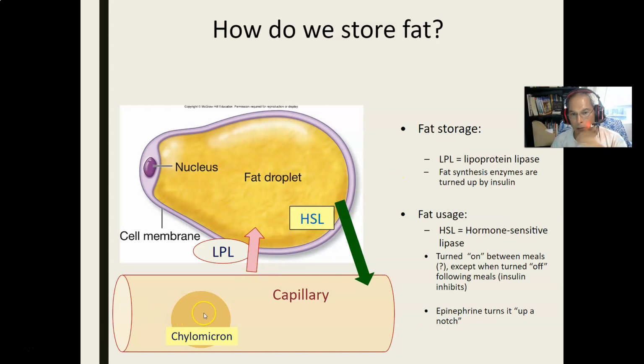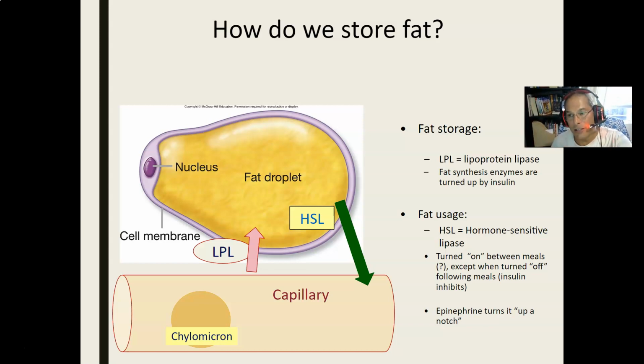So chylomicrons will do a handshake with, let's say, a fat cell. So this would be fat that you ate, dietary fat. By the way, this could be a muscle cell. And there is an enzyme that sits on the receiving cell, the muscle cell, the fat cell, the liver cell. It's called lipoprotein lipase. And it cleaves the fat in the chylomicron. Chylomicron is a lipoprotein. HDL, VLDL, LDL, those are lipoproteins. That's the class of the structure that they are.